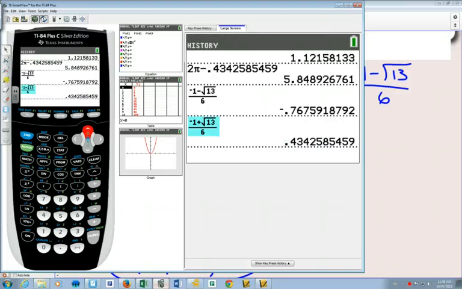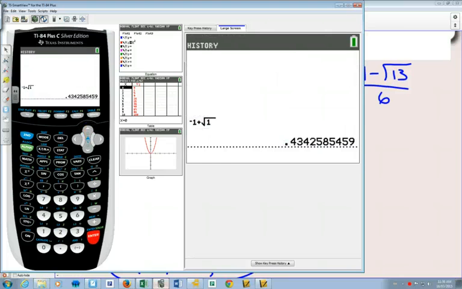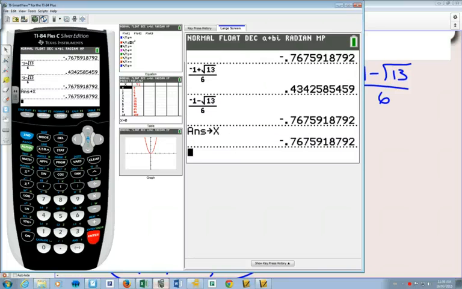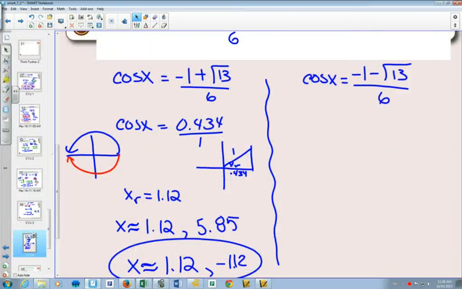So the one that I wanted, here it is with the negative sign. We get negative 0.76. This time I'm going to store that as x right now. And that is not our reference angle, that's just what this is equal to.